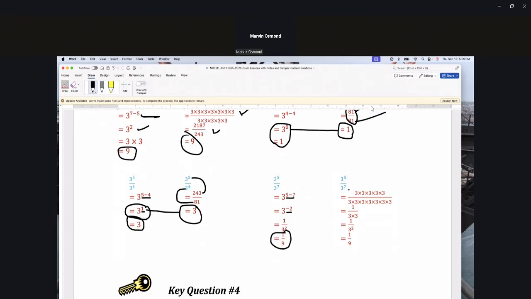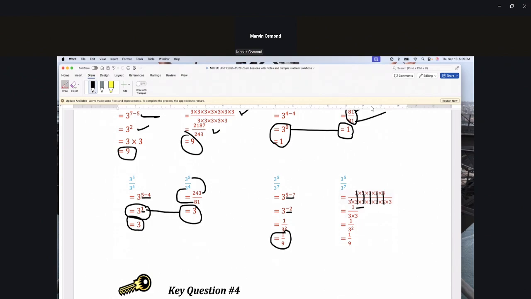If we look at this one, 3 to the power 5 is 3 times 3 times 3 times 3 times 3. And 3 to the power 7 is 3 times 3 times 3 times 3 times 3 times 3 times 3. Then what we know in mathematics is any number divided by itself is 1. So 3 divided by 3 is 1, 3 divided by 3 is 1, and so on for each pair. And 1 times 1 times 1 times 1 times 1 is 1.